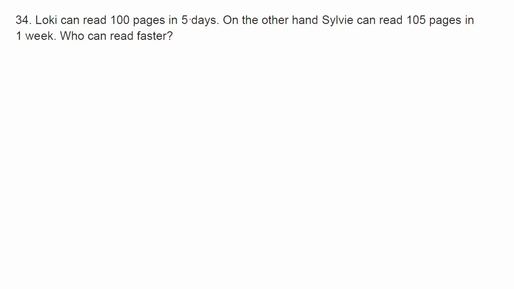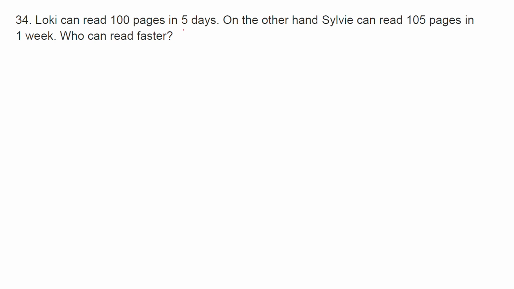So this will be the last part, or part 3, of the discussion on the answers of the mock test. So let's start here with number 34. Loki can read 100 pages in 5 days. On the other hand, Sylvie can read 105 pages in 1 week. Who can read faster? So this one, take note, is about proportional relationship and the unit rate.